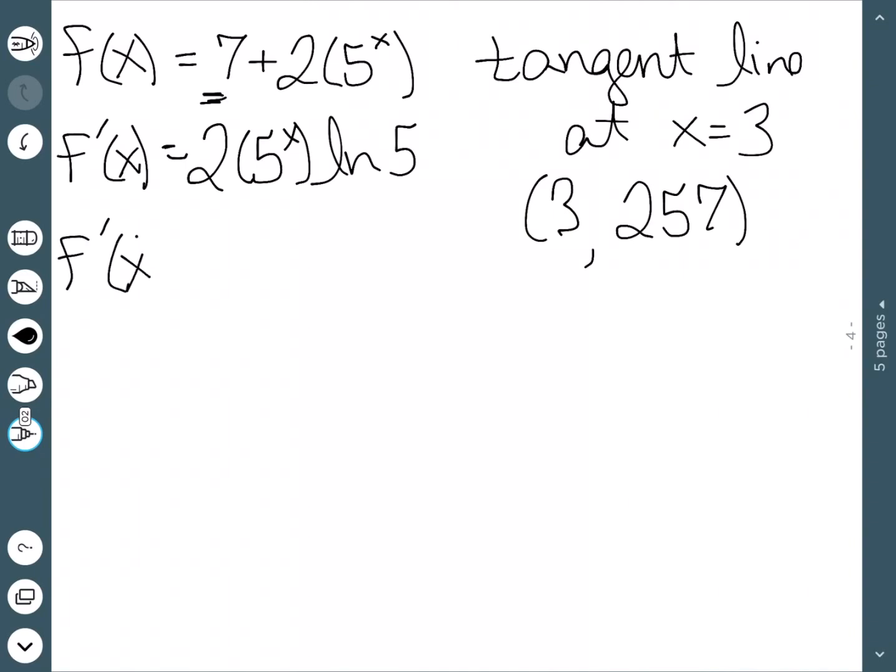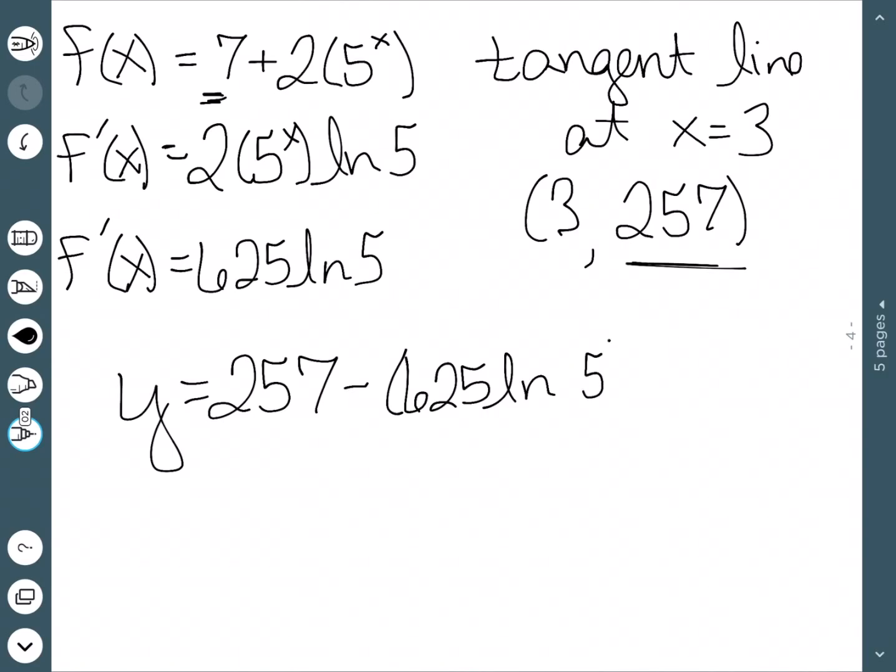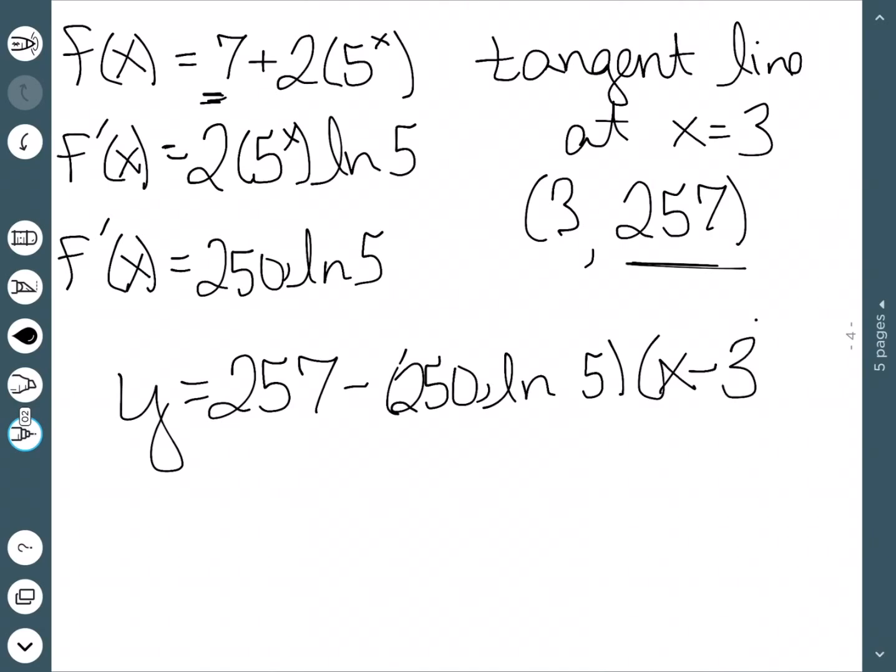I then also need to evaluate this at 3. So I have 5 cubed times ln of 5, which is 125 ln 5. So my line is the y value plus my derivative, 125 ln 5. Not 625, it's actually supposed to be 250. I made that way bigger. And then times x minus my x value of 3.